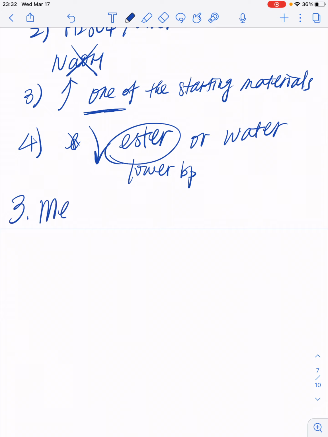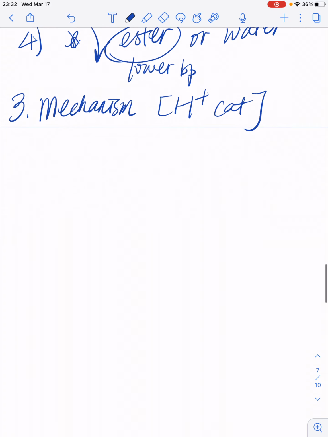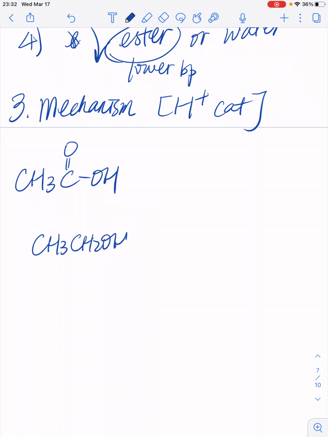Third, let's talk about mechanism. To write a mechanism wasn't so hard for this reaction. However, there are so many things you need to pay attention to since the reaction happened in an acidic environment. So be careful, do not write any intermediate that's very unlikely to be formed in an acidic environment. And we're going to see many of the examples later when we're writing the equation. So we have acetic acid, ethanol. All right, so we have a nucleophile, we have an electrophile, right?